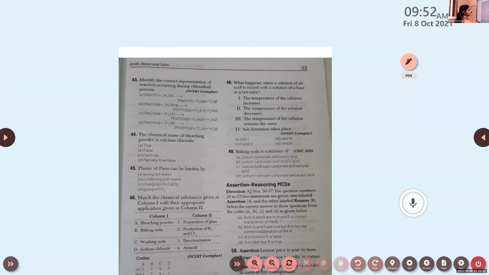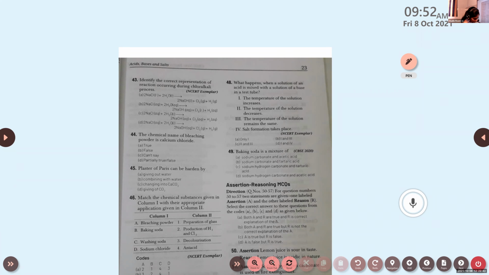Do you find any difference in these options, children? What's the difference here in option A, B, C, and D? Yes, their physical states are different, right? So you have to identify which one is the correct representation of chloralkali process.